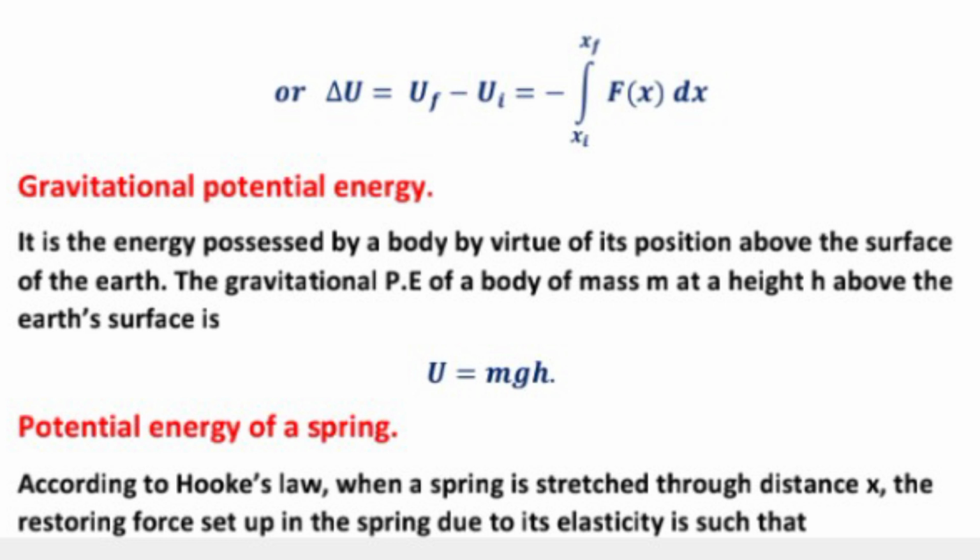Potential energy of a spring. According to Hooke's law, when a spring is stretched through a distance x, the restoring force set up in the spring due to its elasticity is such that F is directly proportional to x, that is F equal to minus kx. Here k is the force constant or spring constant. It is the restoring force set up in the spring per unit extension. Its unit is Newton per meter.